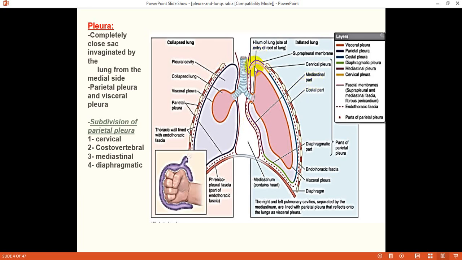And then reflected on the apex of the lung, this is called cervical pleura or cupula. From here it is continuous on the inner lining of the thoracic wall, and here it is called the costal part. And then on the inferior aspect, you can observe here that it is reflected and forms the superior lining of the diaphragm, and here it is called diaphragmatic pleura.